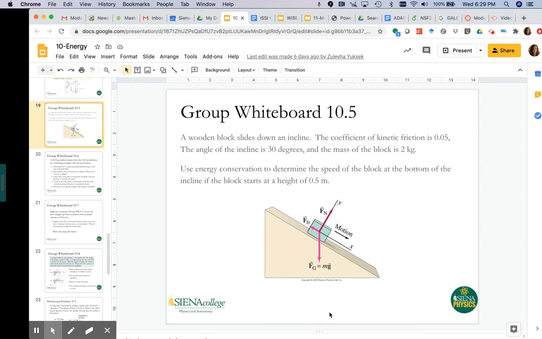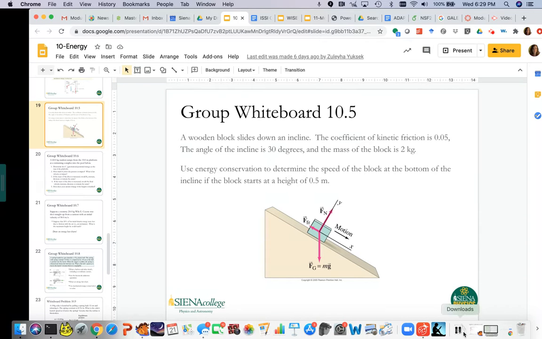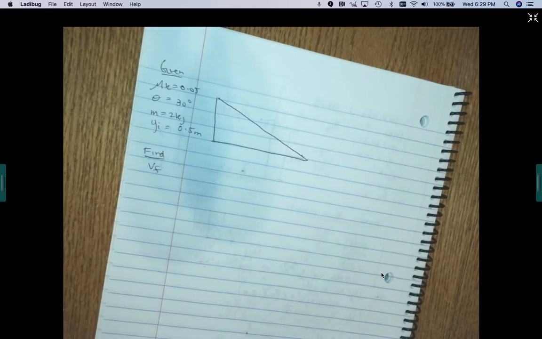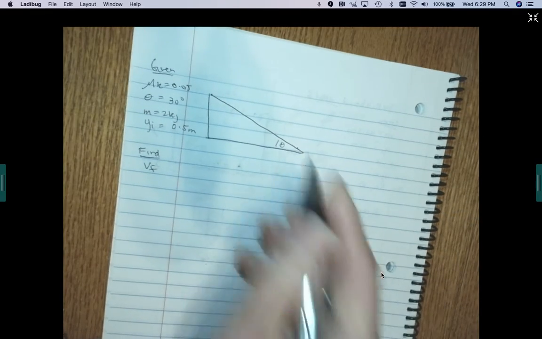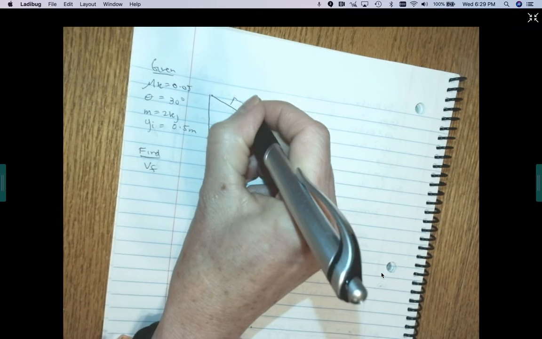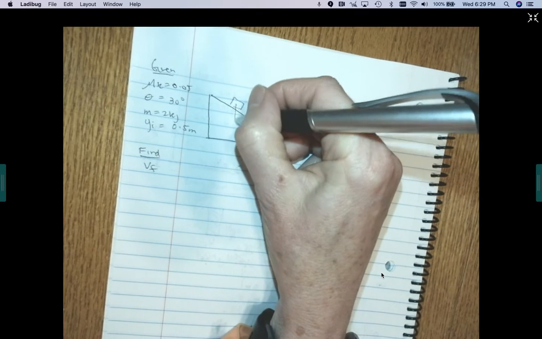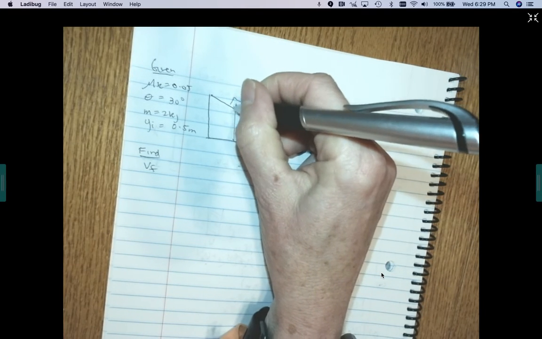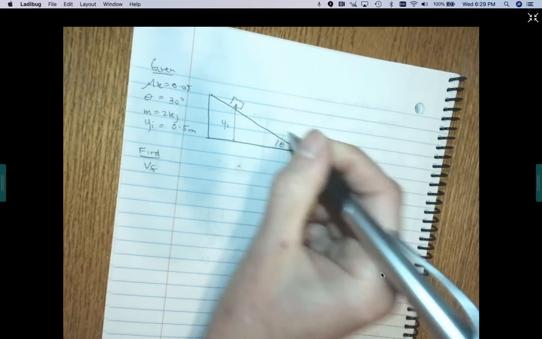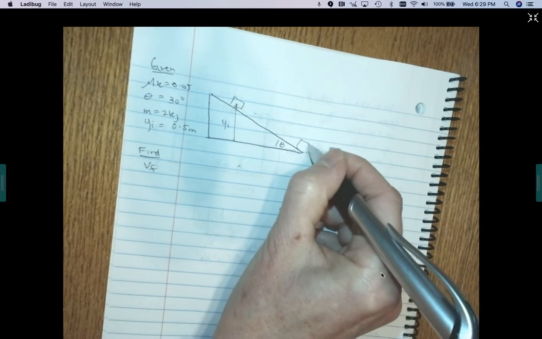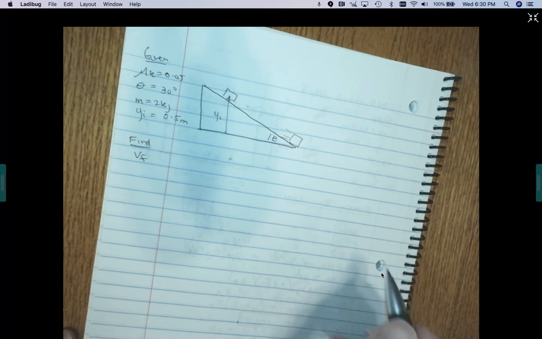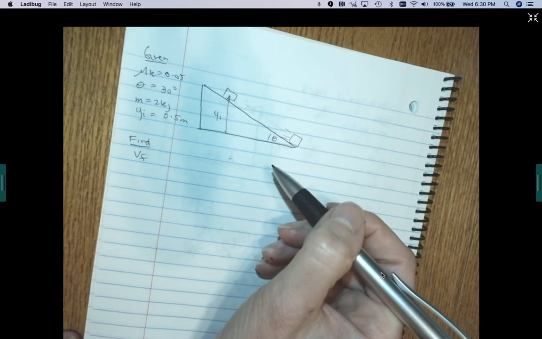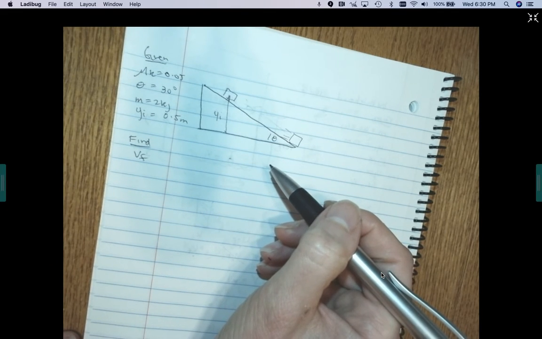Okay, so let's check this out. This one's a little more involved, so be patient. Okay, so here's theta, here's our block. The block is starting at a height. This is y initial. It's going to slide down, and at the bottom we're going to have some speed here. And there is friction, so we're going to lose some energy on the way down to thermal energy.